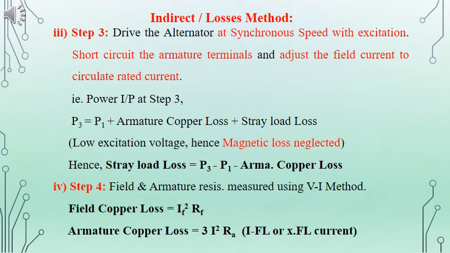The fourth step: field and armature resistance are to be measured by the voltage and current method, V by I equal to R. And from that we can find out the field copper loss as I_F squared R_F and the armature copper loss as 3 I squared R_A, where I is the full load current, and if the efficiency is to be calculated for any other percentage of full load current, you can go for x times I. So now by the indirect method, we have separated the mechanical losses, the magnetic losses, stray load loss, and the armature copper loss and field copper loss can be calculated too.